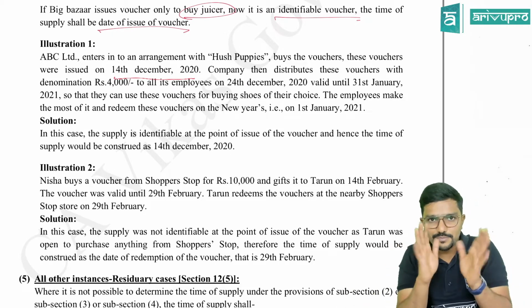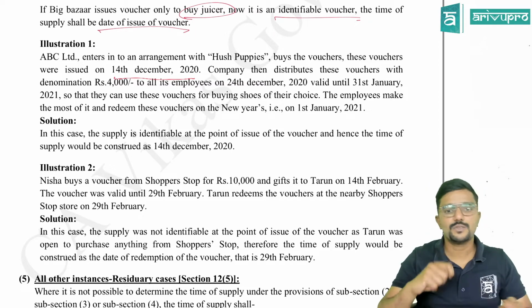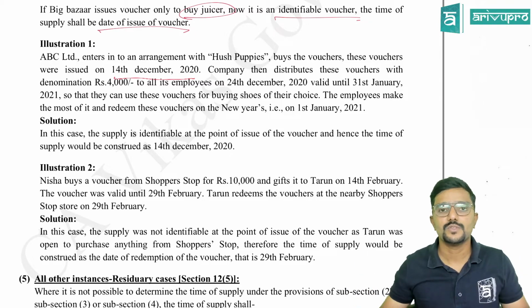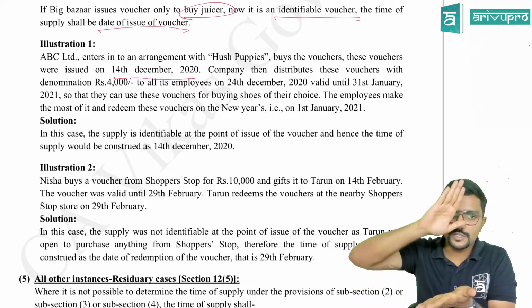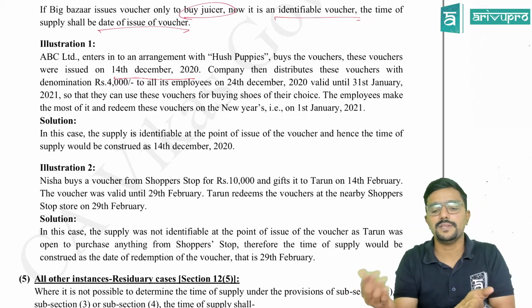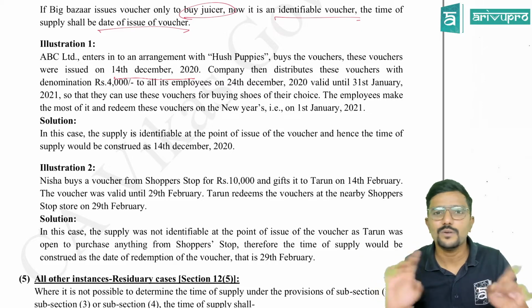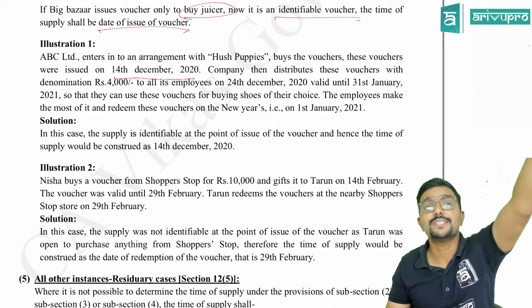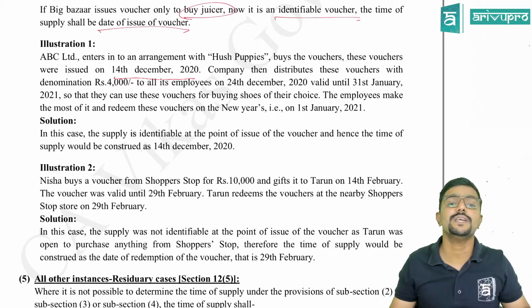See, this scenario is a bit different. ABC Limited, which is a company, has purchased vouchers from Hush Puppies. So who has issued the vouchers? Hush Puppies. So what is the time of supply for them, meaning what is the date of issue of voucher? 14th December. So whatever vouchers ABC Limited purchased from Hush Puppies, they are issuing to their employees. Is that the date of issue of voucher? No. The date of issue of voucher is not 24th December. It is 14th December, the date on which the supplier issued the voucher.